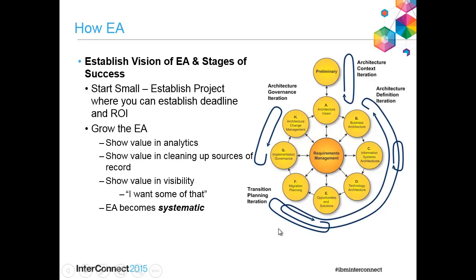It's guidance. The goal is to show the return on investment in enterprise architecture, show the value in analytics, show the value in cleaning up sources of record. Sometimes you'll use the EA to go back to the owner of a source of record and say, I feel there's something wrong here because the information that you have isn't correlating with other sources of record. Show the value and visibility so that other parts of the organization say, I want some of that, right? And EA becomes systematic in the organization.